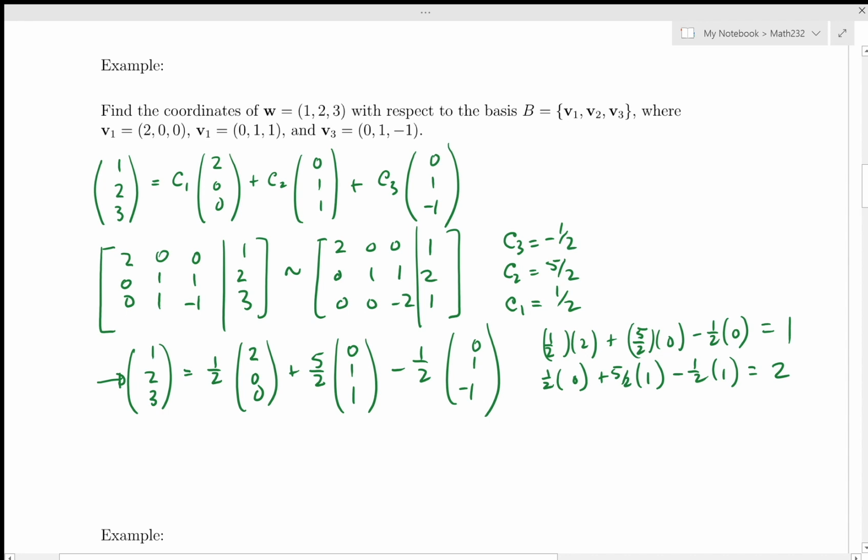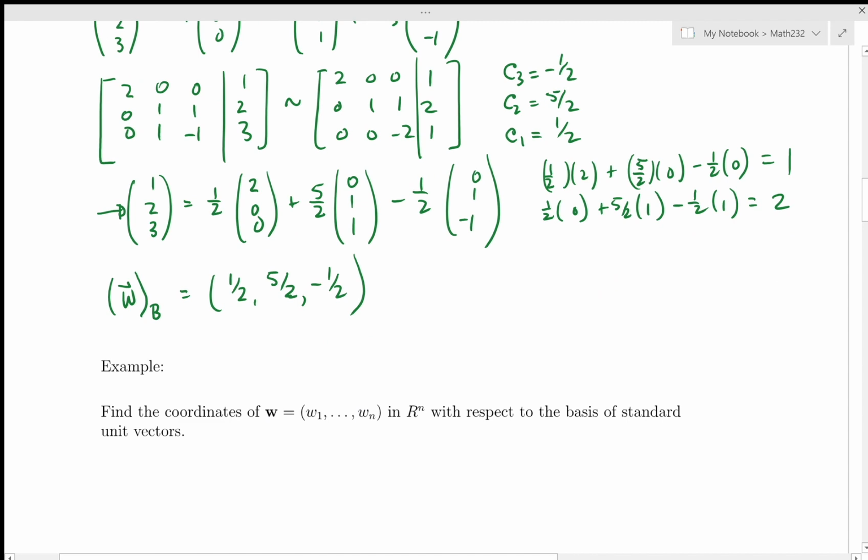Okay, so I then write it this way. The vector W with respect to the basis B is 1/2, 5/2, and minus 1/2. Looks different from this. Okay, that's with respect to the standard basis vectors.